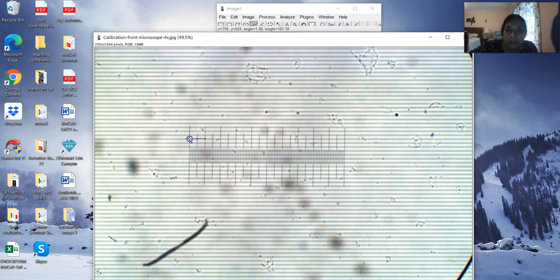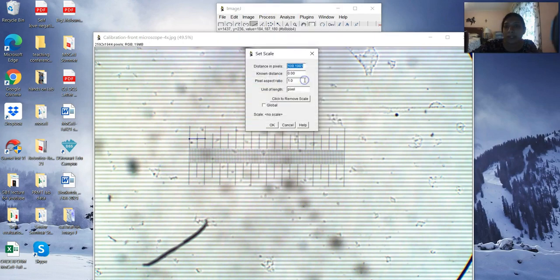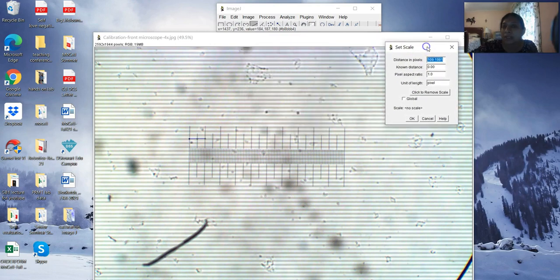Mine is a little bit tilted there, so I'm trying to correct for that. And then you can do one of two things. You can just measure first, or you can go to set scale. And now you can see that it says the distance in pixels. It says it's 109 pixels.